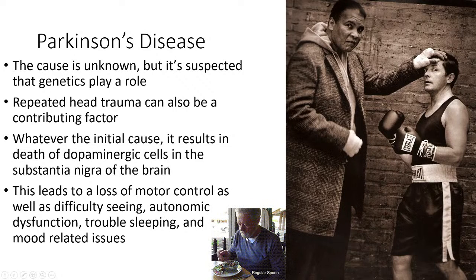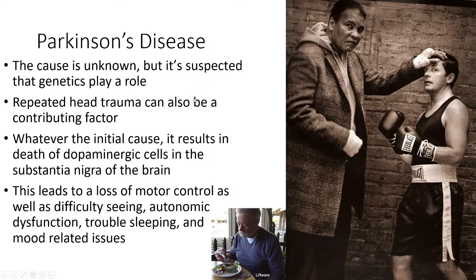But you can see in motion sort of the characteristic shake of Parkinson's. People with Parkinson's also have difficulty seeing, as well as autonomic dysfunction, trouble sleeping, and mood-related issues. As we said, dopamine is really important to regulating mood as well.